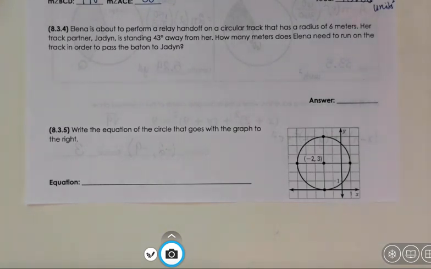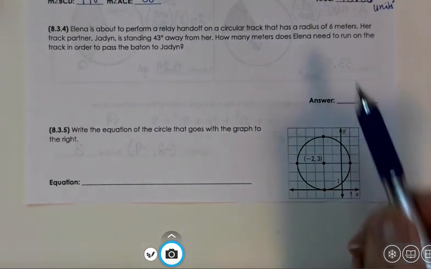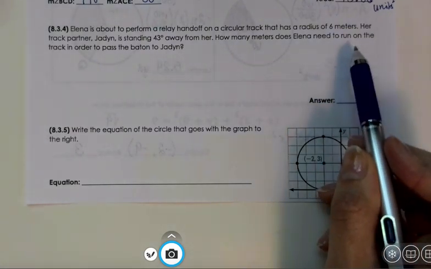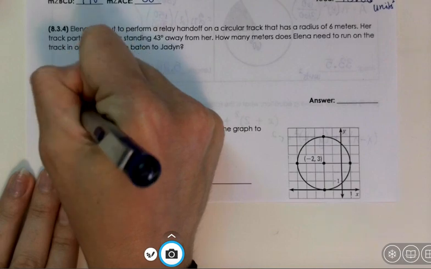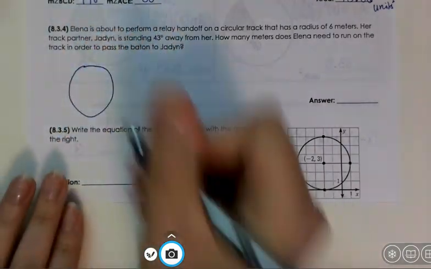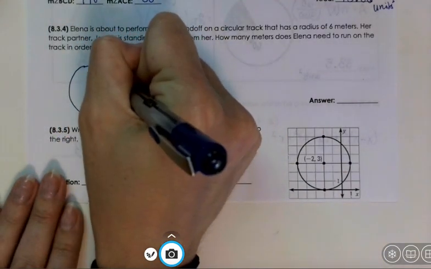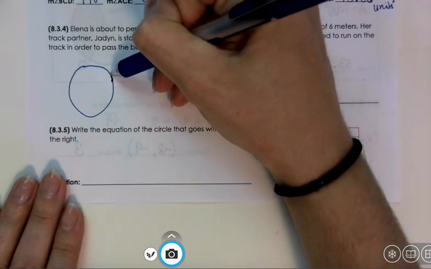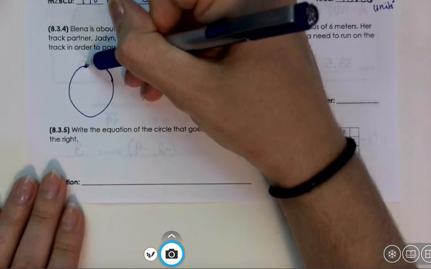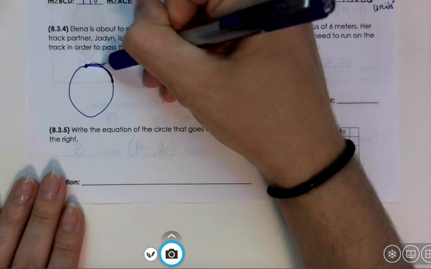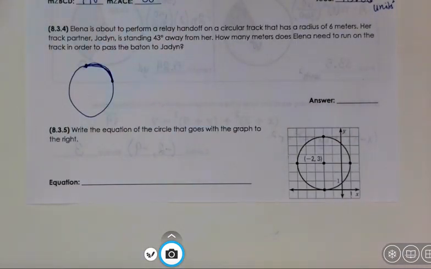So the first thing we want to figure out is if we are doing area of a sector or if we're doing arc length. So if we have a circular track and Elena needs to run on the track to pass the baton, so we have a circular track. If Elena is here and my hand's in the way and running around the track to get to Jaden, we're looking for our arc length.